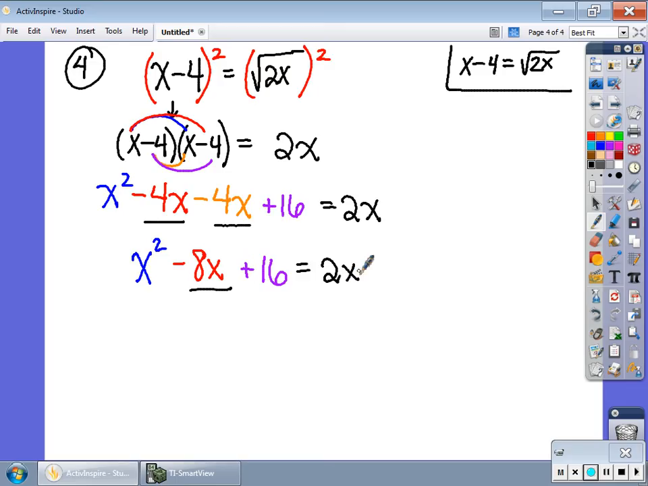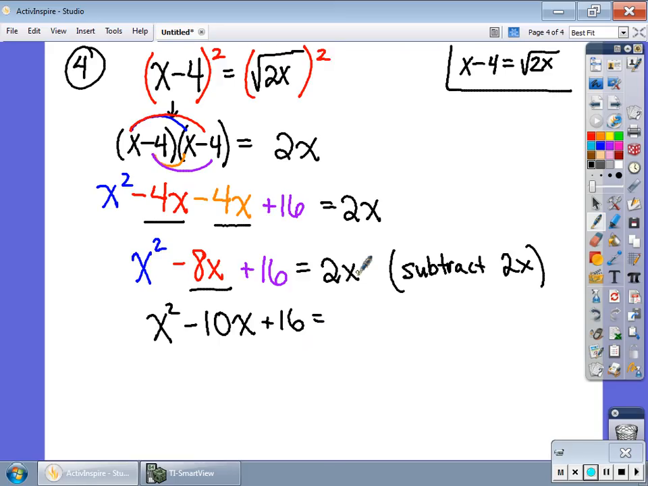Now what we really need to do is bring this 2x over here. This is a quadratic equation, and we're going to try and solve this by factoring. So what I need is for this side over here to equal 0. So we'll subtract 2x from both sides. We'll still have the x squared. And then negative 8x minus the 2x becomes negative 10x. And then the plus 16 equals, and then 2x minus 2x, that makes the 0.